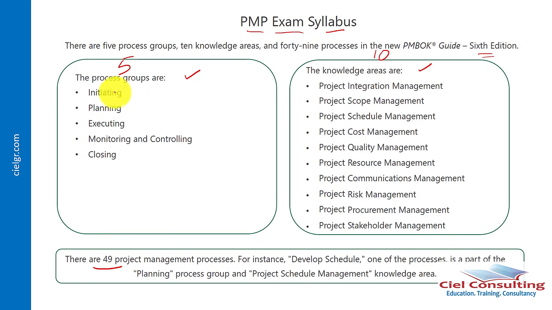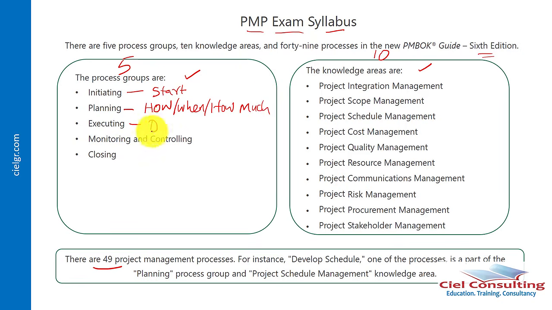So the 5 process groups are initiating. Initiating simply refers to all activities that we carry out in order to start the project. And then you talk about planning. Planning simply refers to all the activities you carry out in order to determine the how, the when, as well as how much your project will cost. All of these are part of what we're going to be discussing under planning.